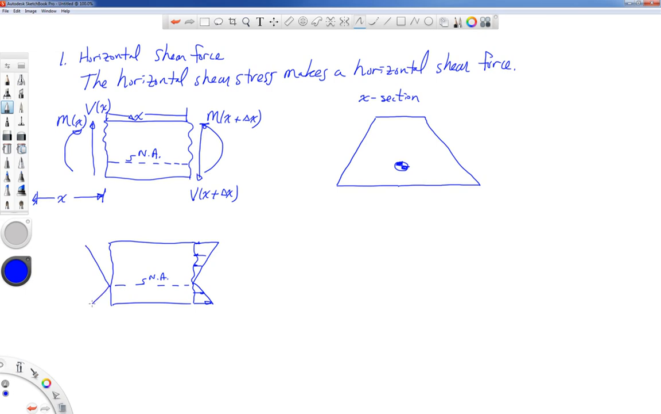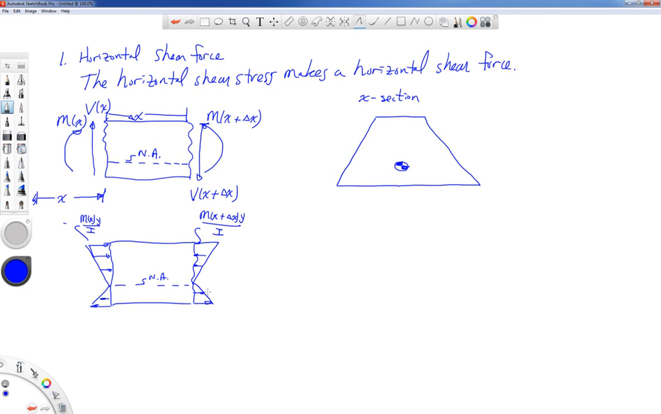Likewise, on the left side, we have tension on the bottom and compression on the top again. But the values of the stress are a little bit different. The value of the stress up here would be M of x times y over I. The value of the stress over on this side would be M of x plus delta x times y over I. All right, so that's what the bending stress distribution looks like.